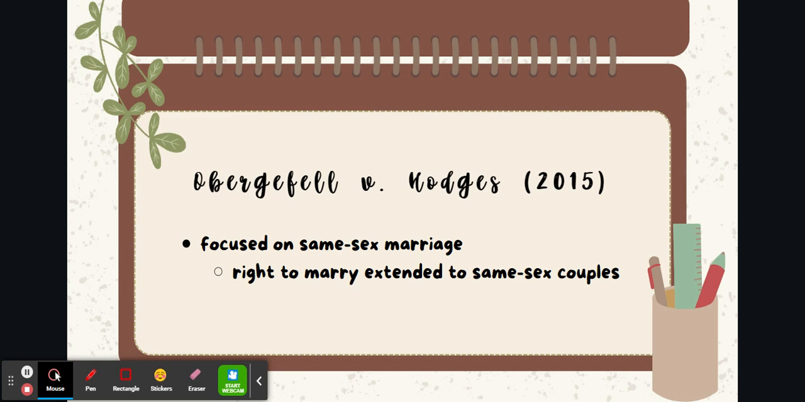Obergefell v. Hodges is a more recent Supreme Court case, and it happened in 2015. It focused on same-sex marriage and ruled at the federal level that the right to marry extended to same-sex couples. This one has been a little bit controversial over time because state governments have different rulings in terms of same-sex marriage. However, this was the first time that the Supreme Court ruled on it on this grand level.